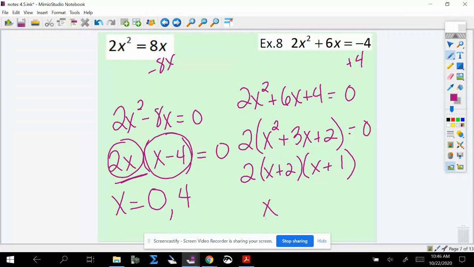My solutions, so a lot of times students will ask, what do I do with this? If there's no x value, there's no solution that comes from it because there's nothing that will make that equal to 0 because it's a number, not a variable. I do get a solution from each factor of x. So from my first factor, I get negative 2, and my second factor, I get negative 1.